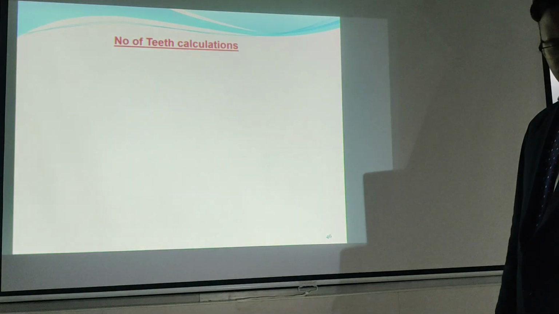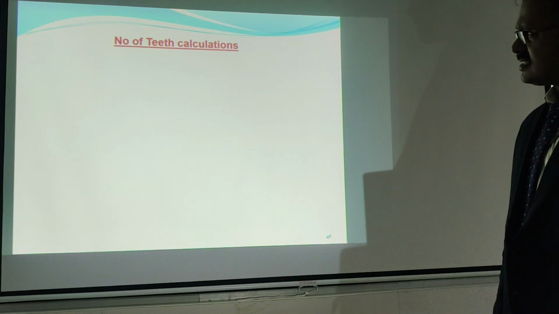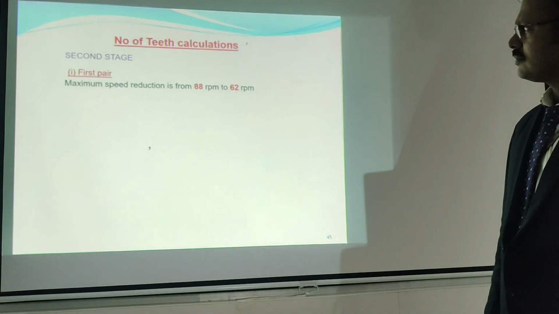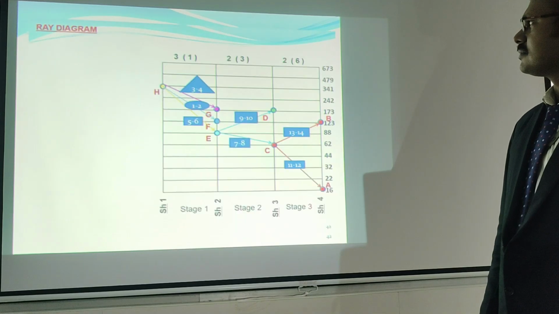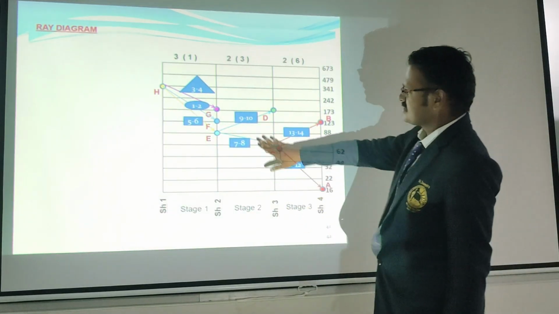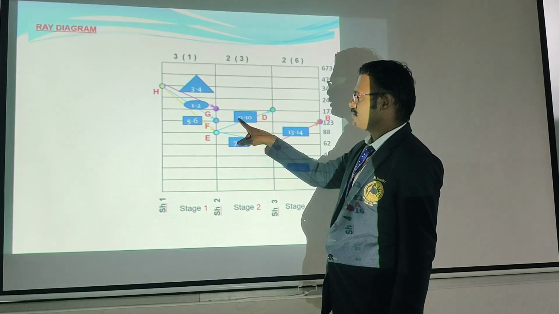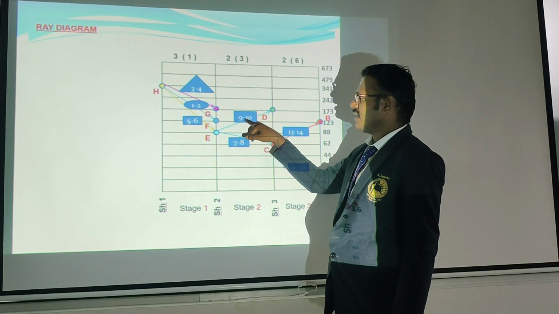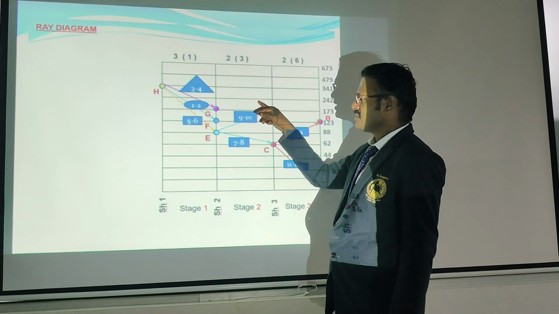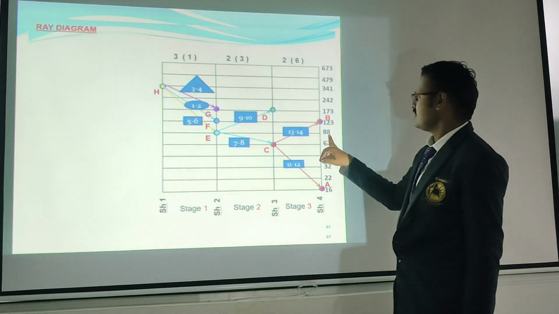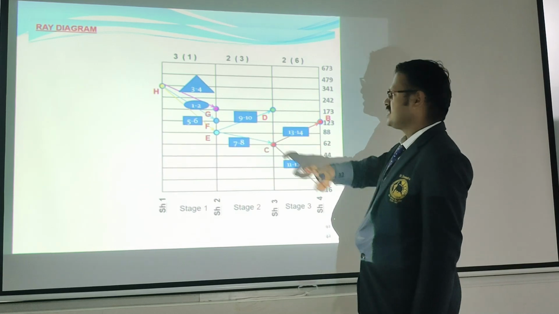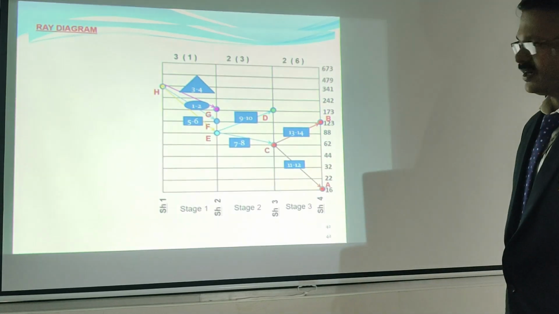Now we need to go for second stage second pair. It is a second stage second pair. So 9 to 10. So N9 divided by N10 equal to Z10 divided by Z9. That formula we need to use. The RPM is 88 to 173.